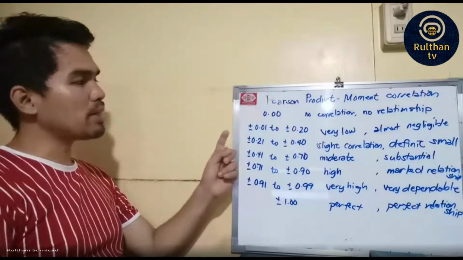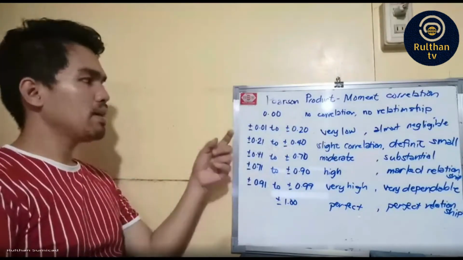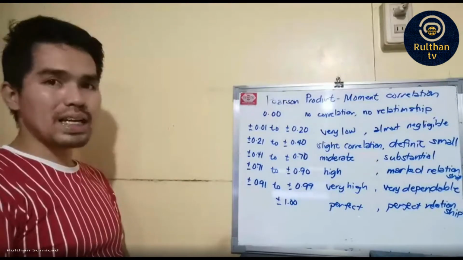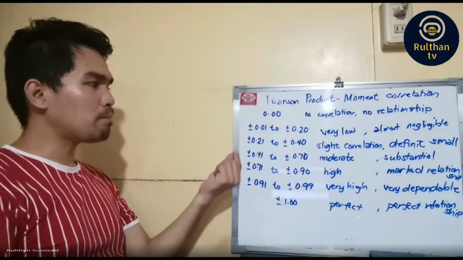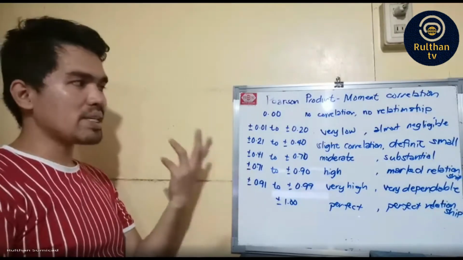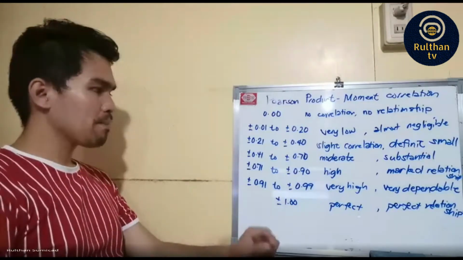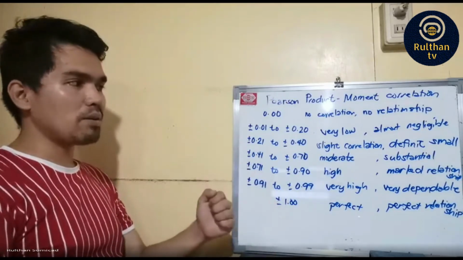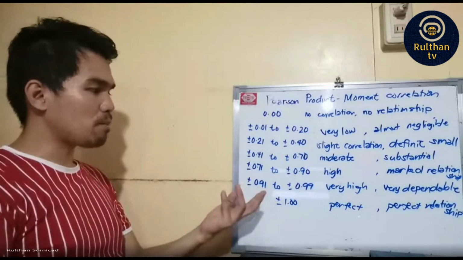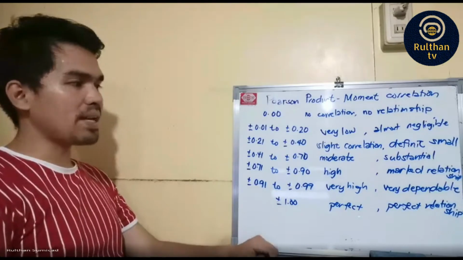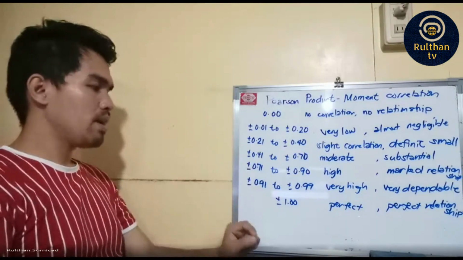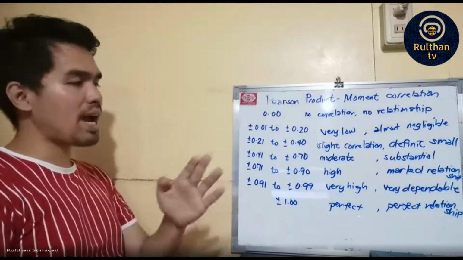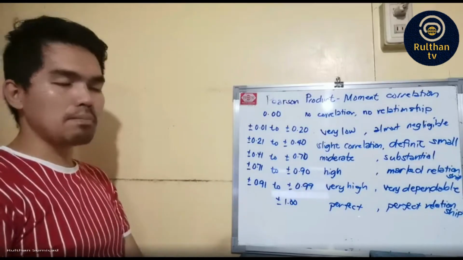So R value is between, if R value is 0, no correlation, no relationship. If it is 0.01 until 0.2, there is a very low correlation, implying almost negligible relationship. If we have positive or negative 0.21 up to positive or negative 0.4, there is a slight correlation, definite but small relationship. But if it is positive or negative 0.41 up to positive or negative 0.7, there is a moderate correlation with substantial relationship. If we have positive or negative 0.71 up to positive or negative 0.9, that is high correlation with marked relationship. And if we have it from positive or negative 0.91 up to positive or negative 0.99, then there is a very high correlation, implying very dependable relationship.